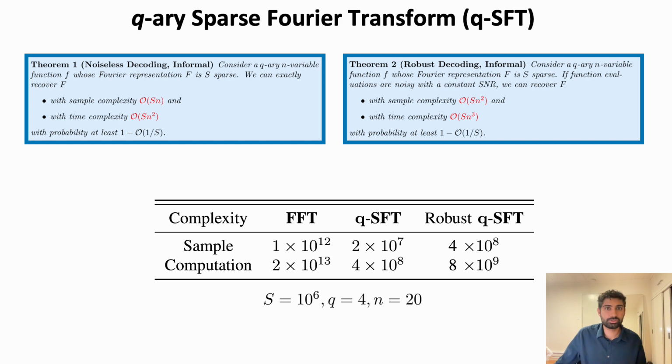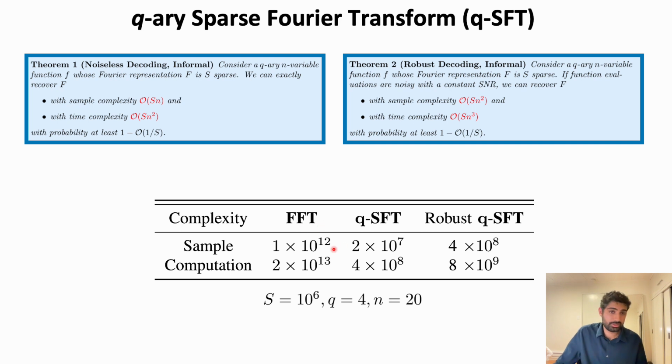Just to throw some numbers around to see how much of a difference this makes, we're talking about, let's say, a sparsity of 1,000,000 and an alphabet size of q equals 4. Q equals 4 comes up all the time when we're dealing with DNA or RNA. And a sequence length of n equals 20, so something sort of absurdly short. But even in this case, we're already something like 5 orders of magnitude difference between the traditional FFT.